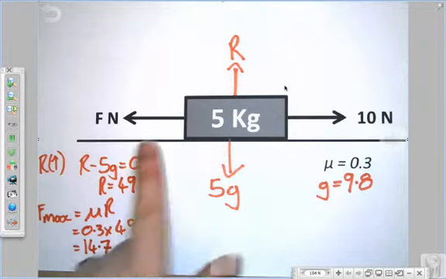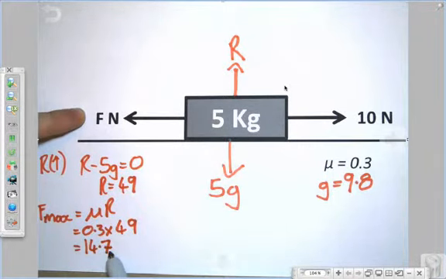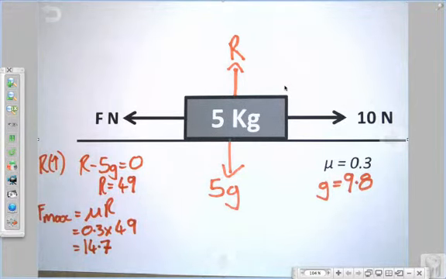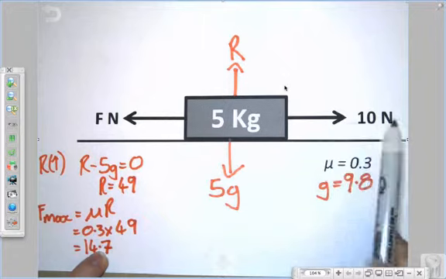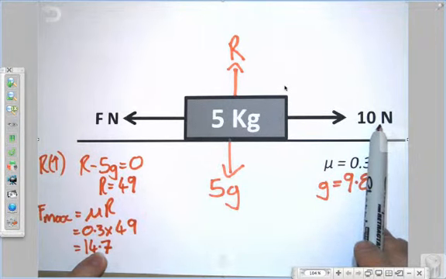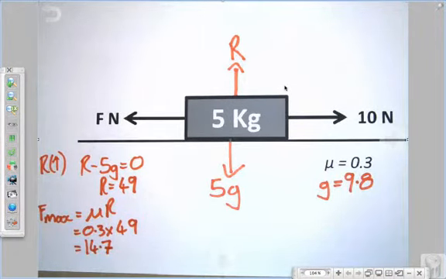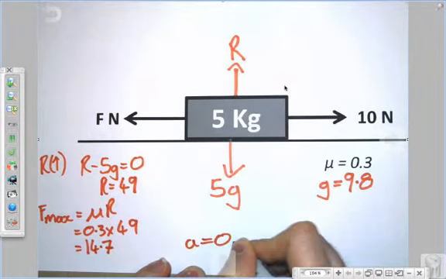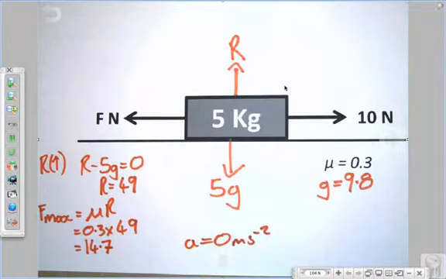Now, if F was 14.7, this object would be moving to the left. Now that clearly can't happen, because that means the friction would be pulling it in a certain direction. So the fact that F max is bigger than our force that's pulling tells us that this object isn't accelerating, it just stays where it is. So there is no acceleration. If you like, you can say a equals 0. And that's that first example done.